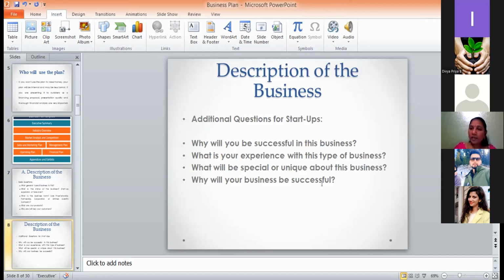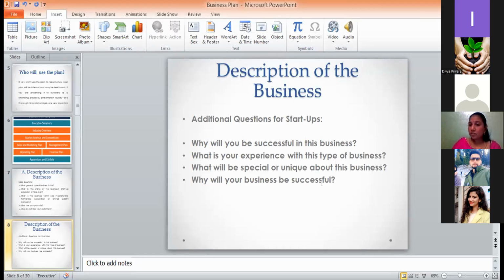Next is, in case you are a startup company, you have to check whether your business plan is ready to give answers for all these questions. Why will you be successful in this business? By giving an innovative solution for an existing problem, will you succeed in the market? And how far will it help you increase your personal value as well as business value? And what is your experience with this type of business, and what innovative features have you given for your product? That is very important.